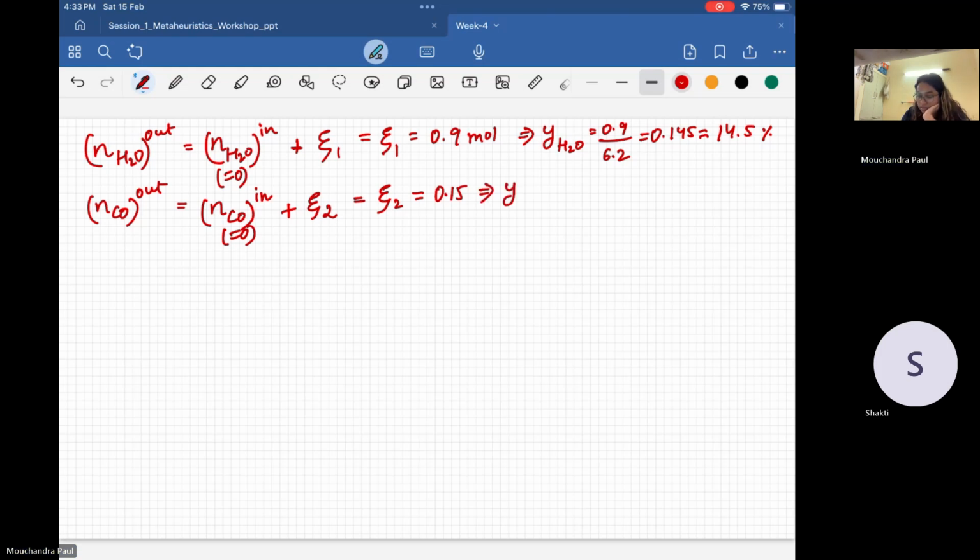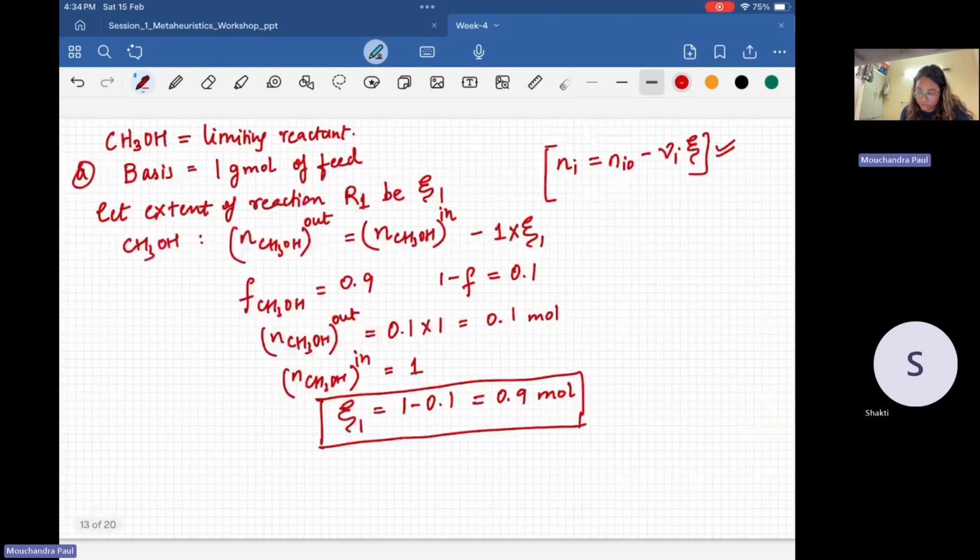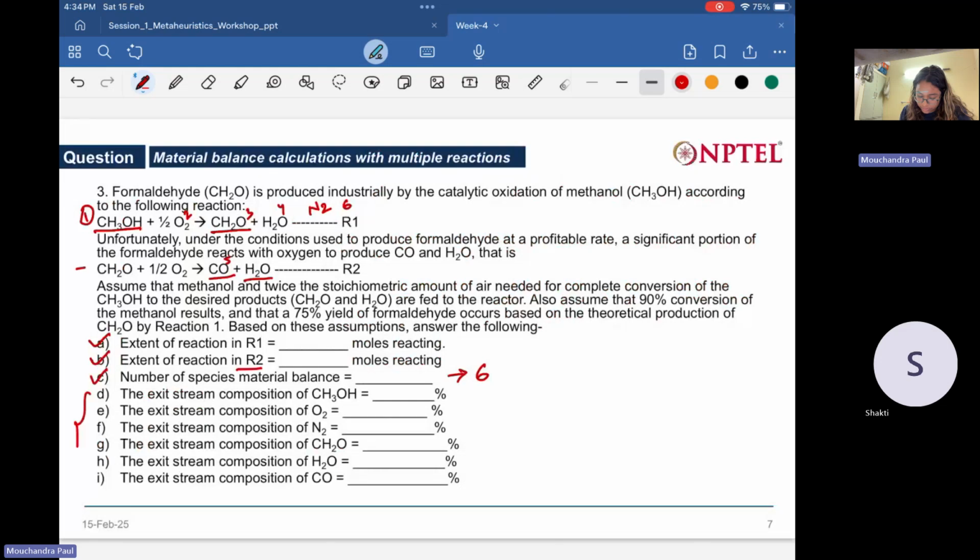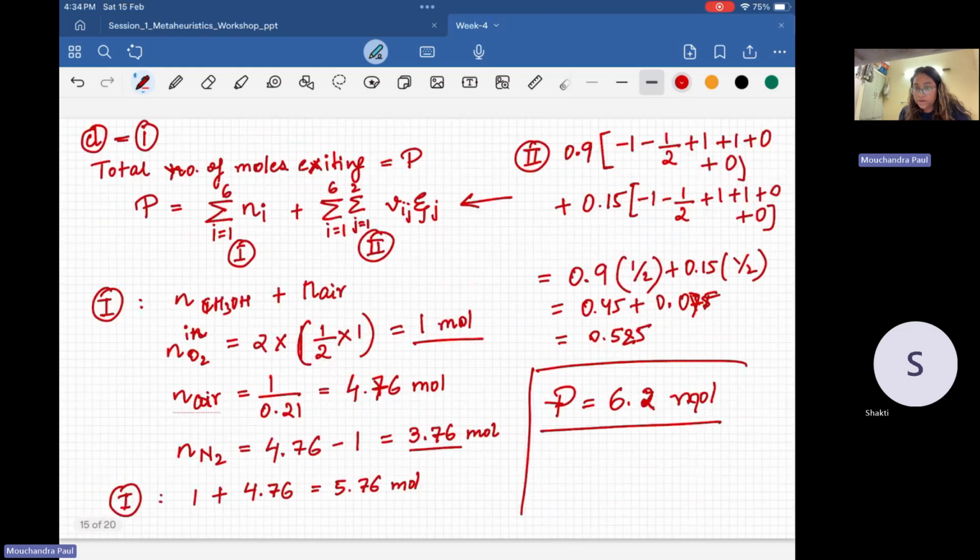So 0.15 divided by 6.2. So 0.024, close to 2.4%. Okay. So there you go. We have calculated the individual compositions in percentage for all the species involved in this particular question. All right, any doubts in this question?